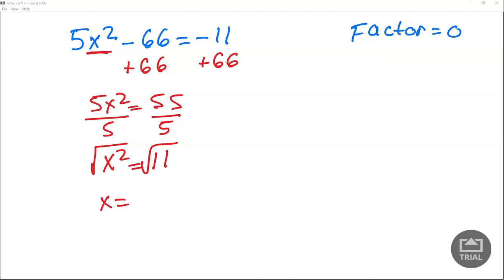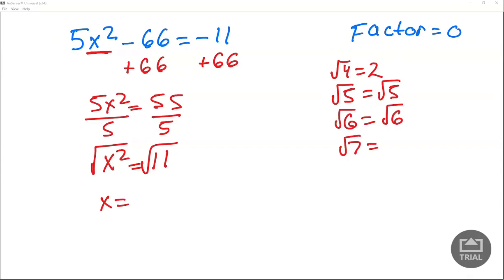Now, before I finish this, let's talk about two things. I went over the square roots. What's the square root of 4? It's 2. Well, what's the square root of 5? Well, it doesn't break down. There's no pairs. So it's radical 5. What's the square root of 6? Well, it's 2 times 3. It's just radical 6. The square root of 7 is the square root of 7.